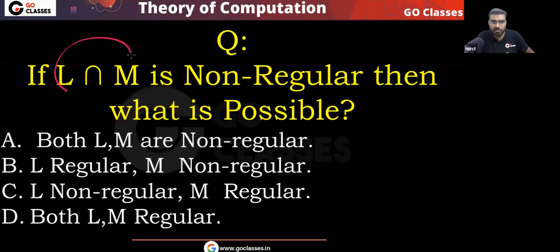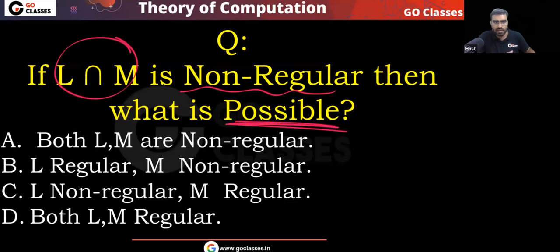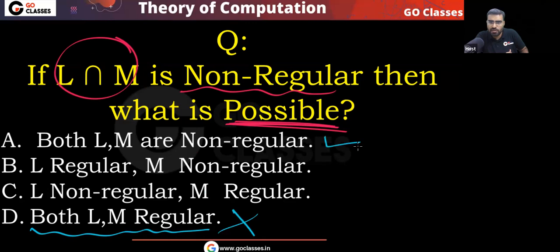Tell me the answer for this question. The intersection is non-regular. Now what is possible? Is it possible that both can be regular? No, it is not possible. Everything else is possible.